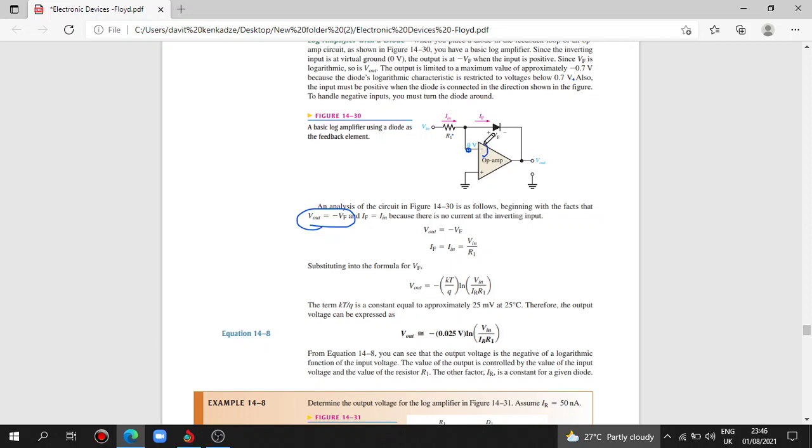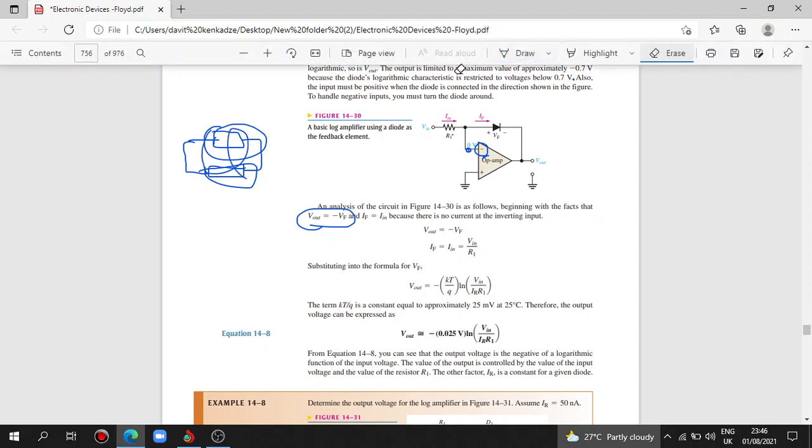As you know, the current chooses the easiest, simplest way. For example, when you have a 1 ohm resistor in parallel with a 1 megaohm resistor, most of the current will come here, and very low current will come here, because the voltages have to be the same.